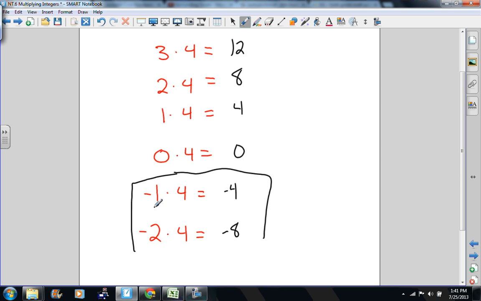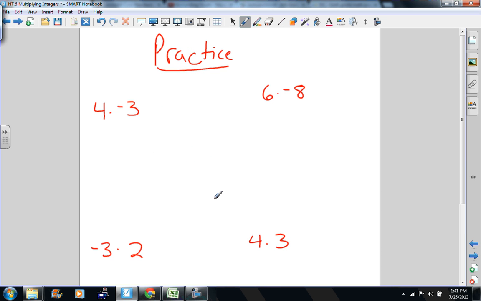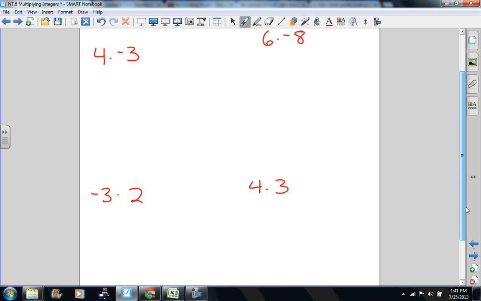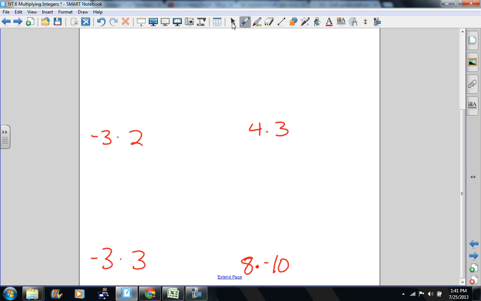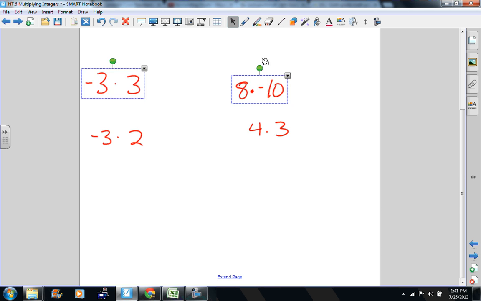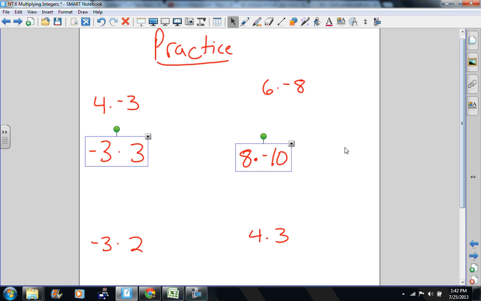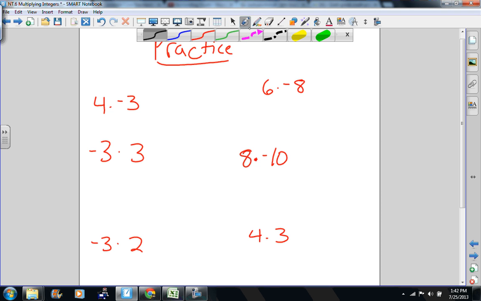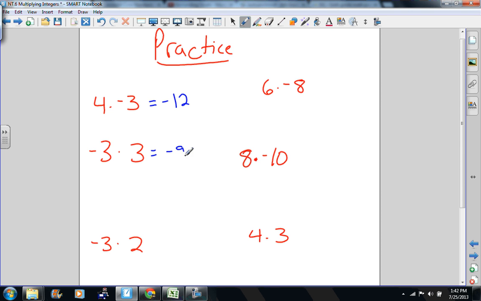So 1 times 4 is 4. -1 times 4 is -4. They look like their answers are just opposites. So we're going to follow that same pattern. If we have, I'm going to move these down so you can see them. If we have a negative times a positive, that means that we're just simply going to take the numbers, multiply them together, and then put a negative answer on it. So 4 times -3 is going to be 4 times 3, which is 12, with a negative on it. So it's -12. -3 times 3 is -9.